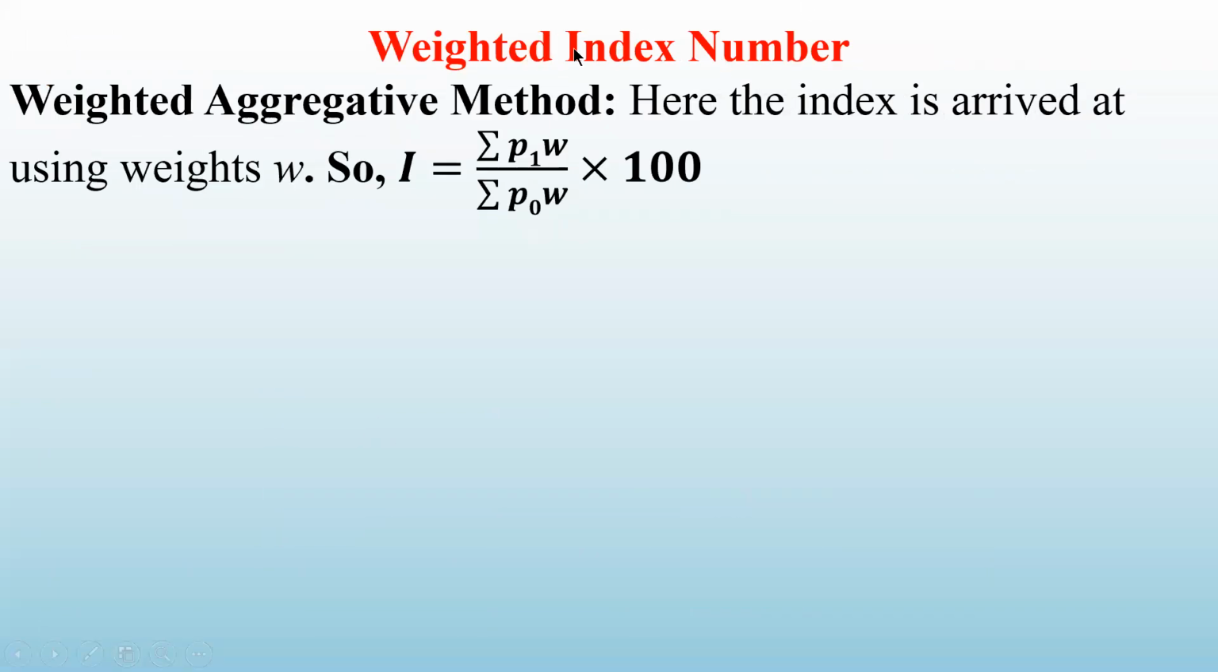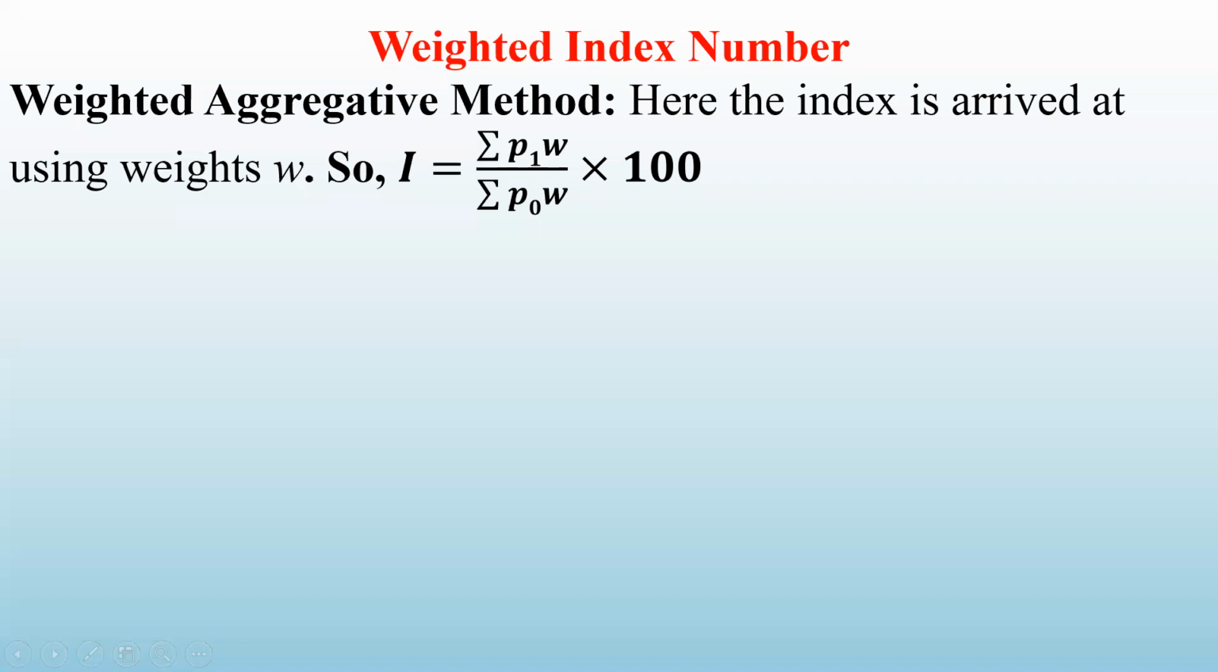So in weighted index number, if you are using the aggregative method, how do we calculate the index number? It is given by summation of P1 multiplied by the weight, summation P1W, divided by summation P0W into 100, where P0 is the prices in the base year and P1 is the prices in the current year. Now, if you take different values of weight, then you will get different index numbers.